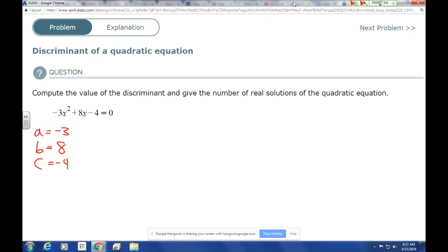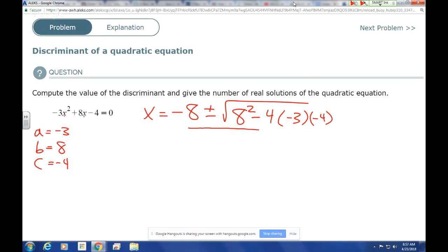So I go to my quadratic formula, which says x equals negative b plus or minus the square root of b squared minus 4ac, all over 2a.